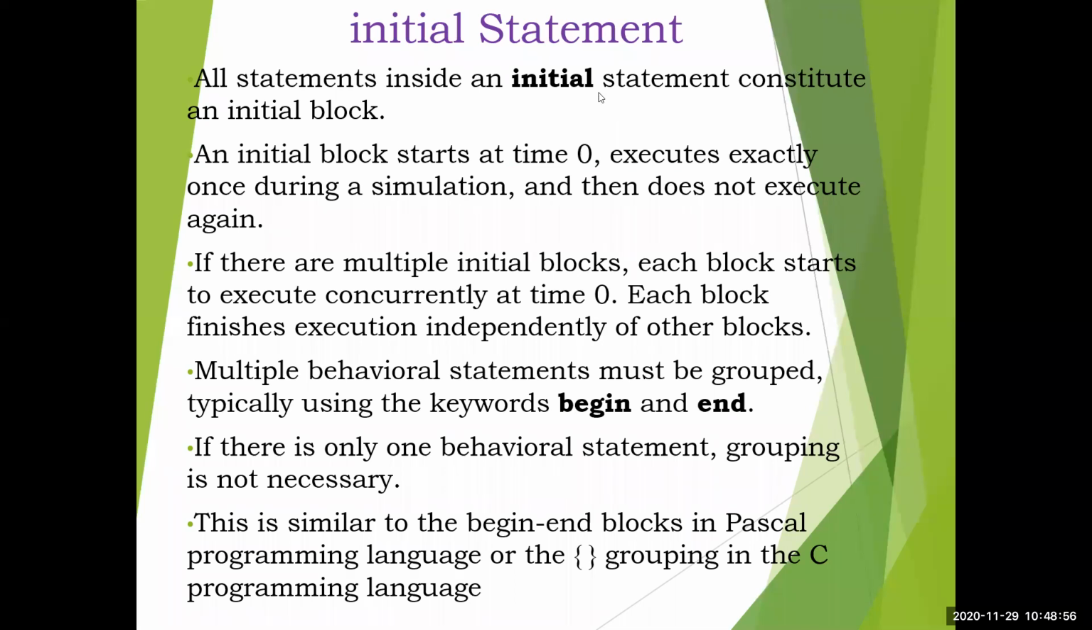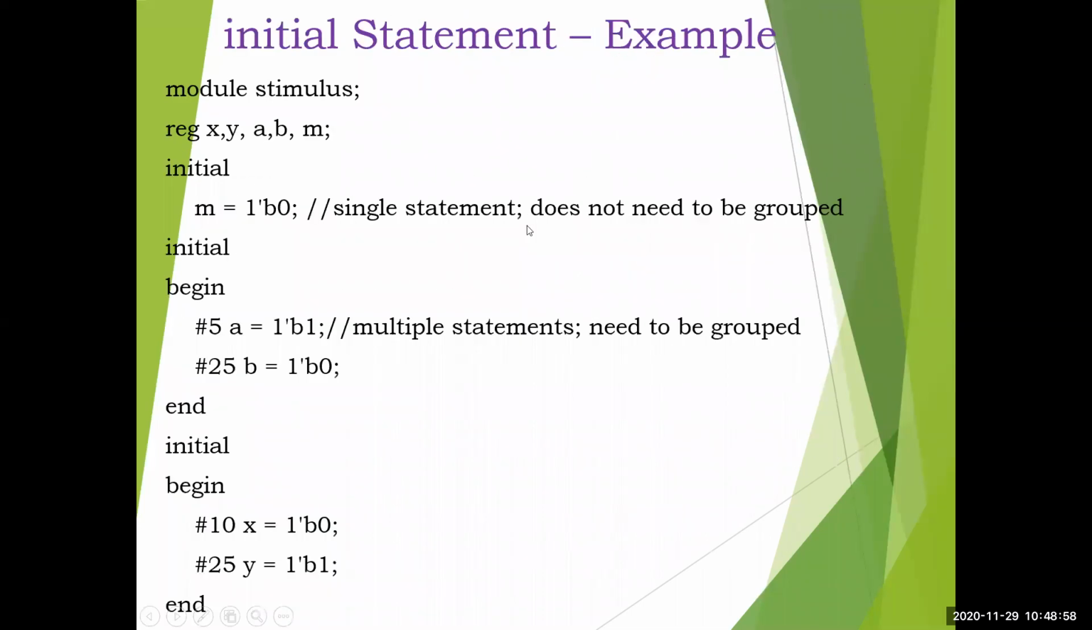We'll see an example to understand this initial. We have done already many examples, but still, module stimulus. Register x, y, a, b, m, there are 5 variables I have declared here, all of register type. Initial m equal to 1'b0. So what I am going to show with this example is, in each of the blocks there are delay blocks, there are no delay blocks. Which statement will execute first here, that we are trying to say.